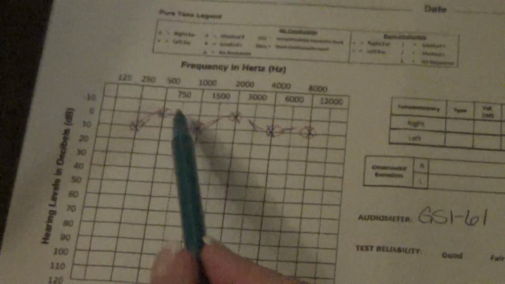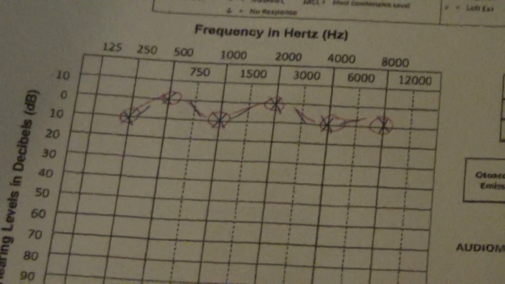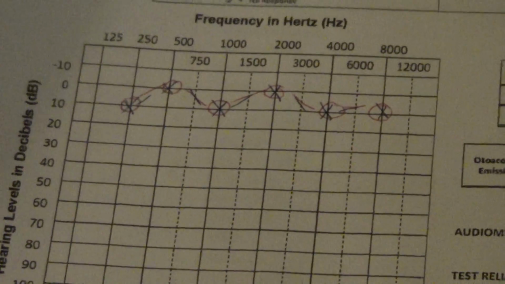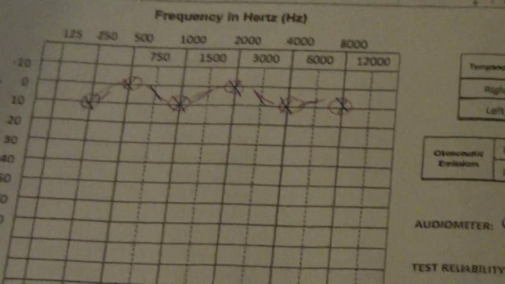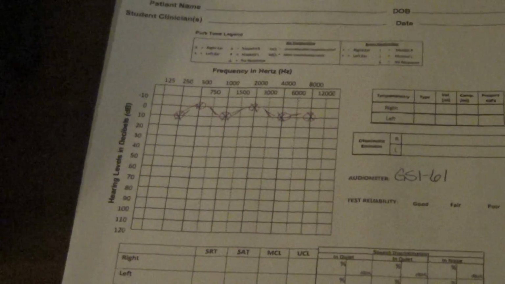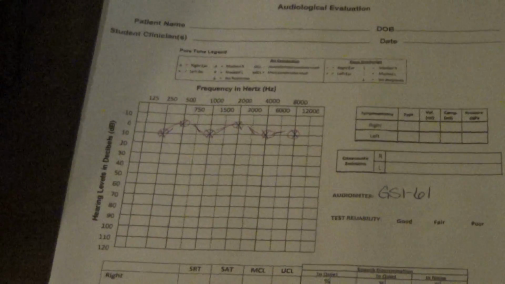Okay, so we've already done our air conduction testing, and these are the responses that we've gotten. What we're going to move into now is something called the speech reception threshold, the SRT. That is a test that we do that should correlate with our primary speech frequencies so that we know that our testing of pure tones is reliable.